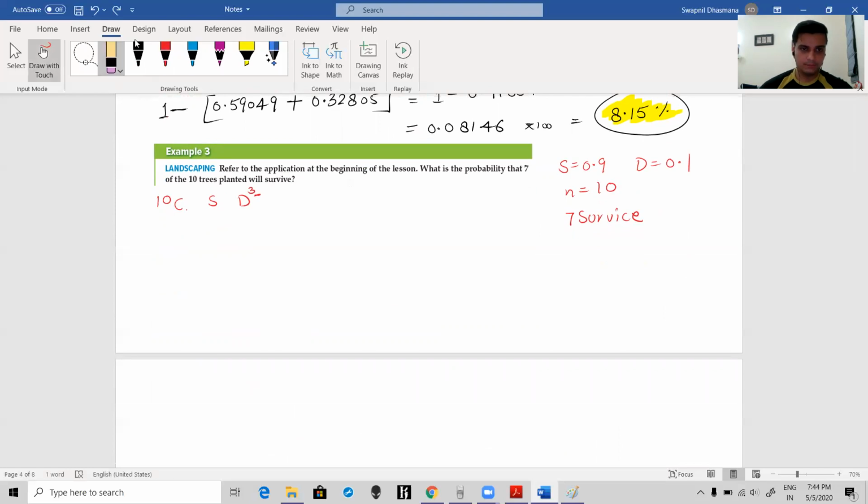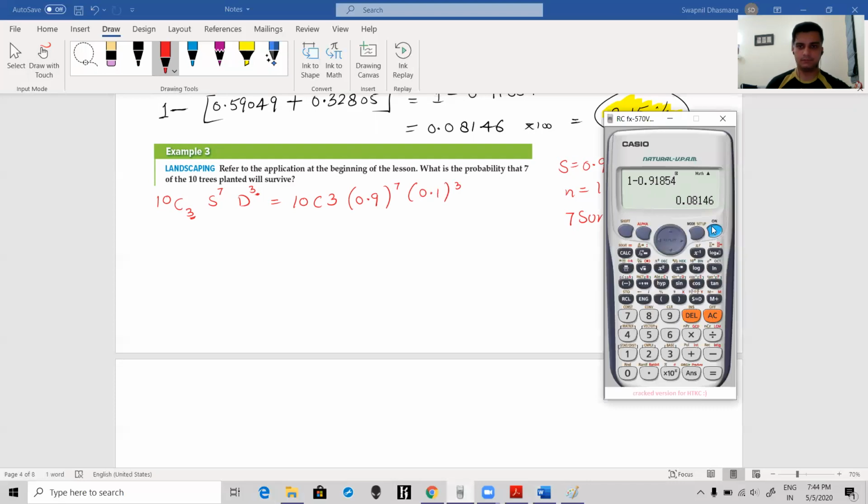Now I'll just rewrite it. So 7 here, 3 here. So 3 will come directly here because this number and this number should be same. All you have to do is just put in the values and put this in the calculator. S is 0.9 to the power 7. D is 0.1 to the power 3.